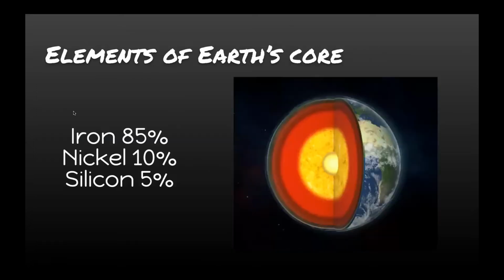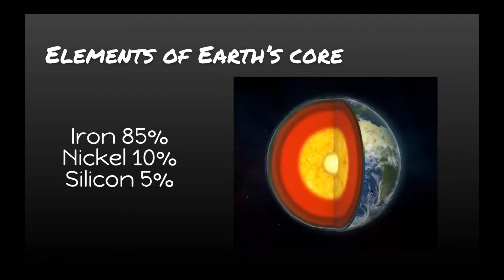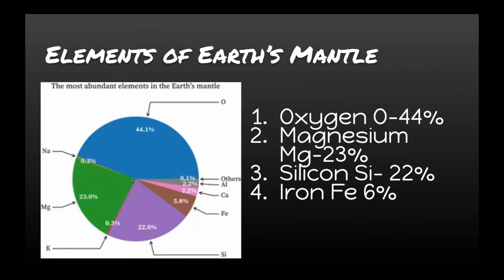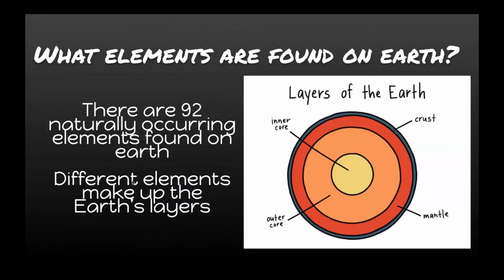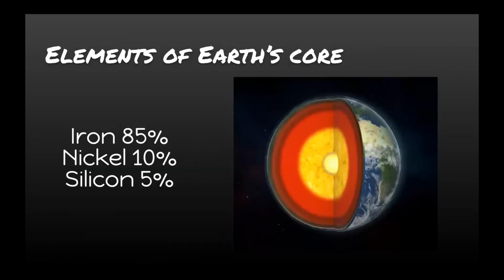Then on the inside, in the core, we have 85% iron. That's a big jump from 6% in the mantle, and then all of a sudden in the core, we've got 85%. Then we have 10% nickel and 5% silicon. So that is a big, big difference. Nickel, I don't even think was mentioned in the others. So that is a big jump from 0 to 10, actually. That is what is at our Earth core, an iron core.